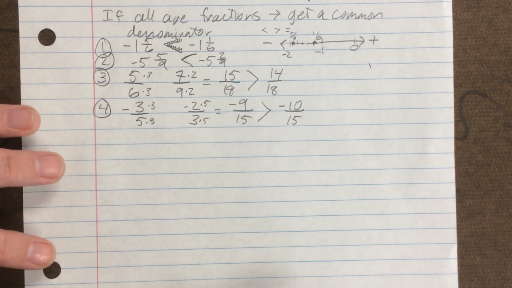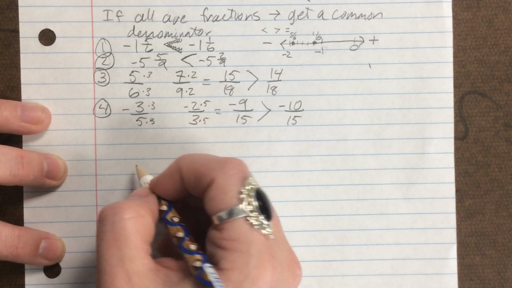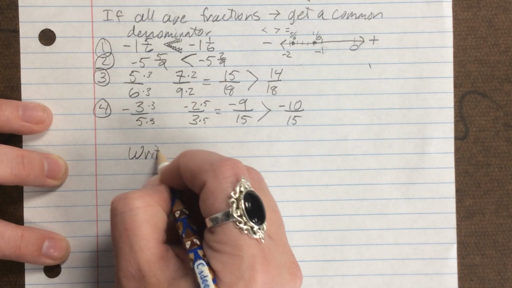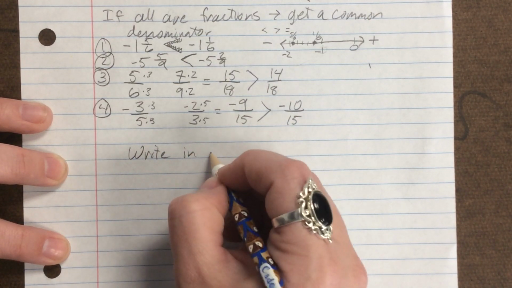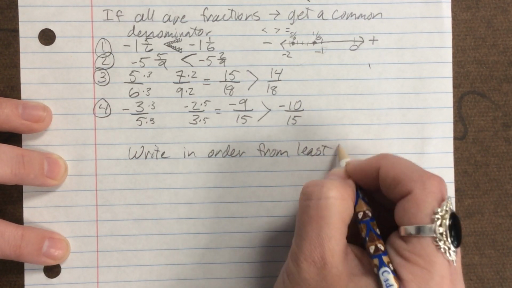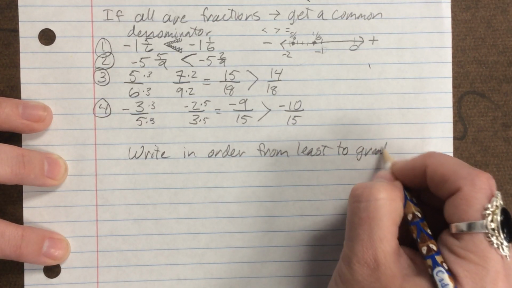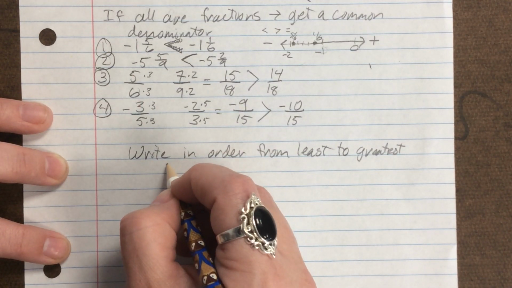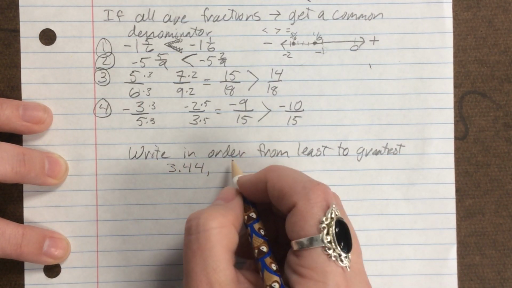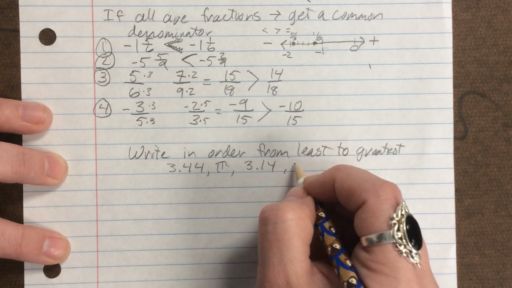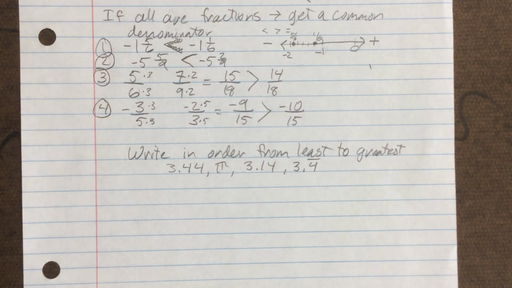Okay, some other problems you're going to see is that they're going to want you to write numbers in order from least to greatest, and usually they go least to greatest. So we want to write in order from least to greatest. And the numbers we're going to use are 3.44, pi, 3.14, and 3.4 repeated. Those are all really close numbers, right?